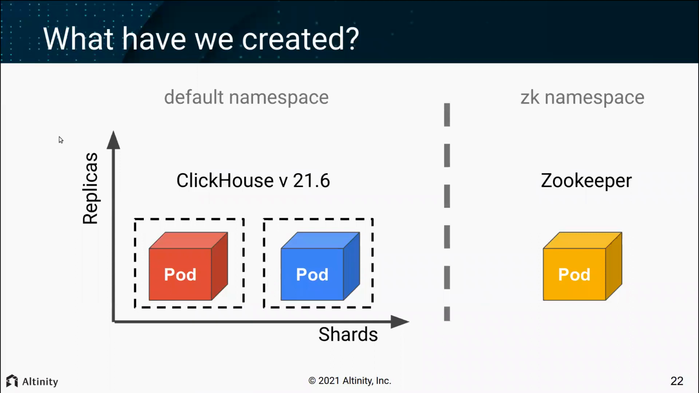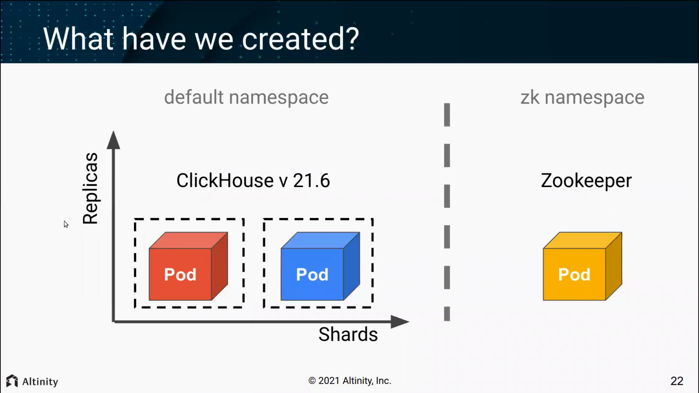So here's what we've created. We saw this in the kubectl commands that were getting the resources and showing what was going on. We have Zookeeper, which we set up at the beginning in its own ZK namespace. In the default namespace, we've got ClickHouse running version 21.6. And we don't have any replicas. We've only got a couple of shards.